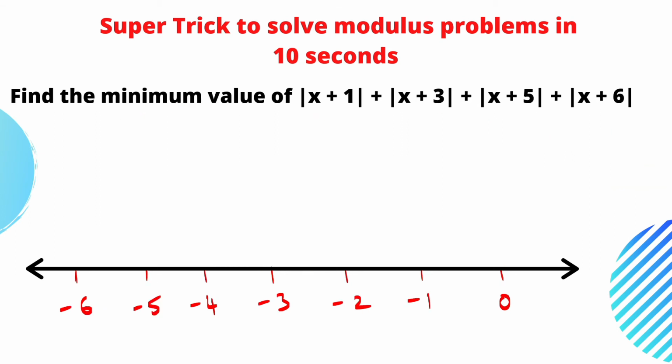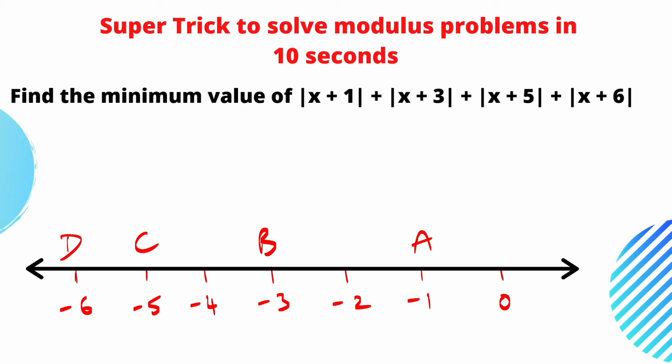Now find the minimum value of modulus x plus 1 plus modulus x plus 3, x plus 5 and x plus 6. So where is A? A is at minus 1. A is here. Where is B? B is at minus 3. Where is C? C is at minus 5. Where is D? D is at minus 6.